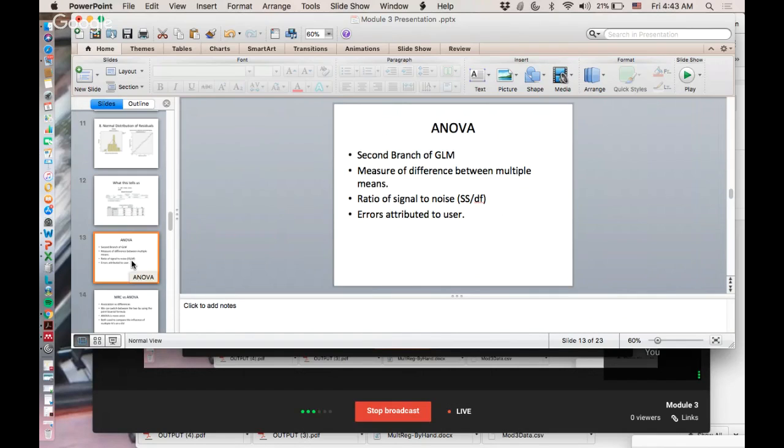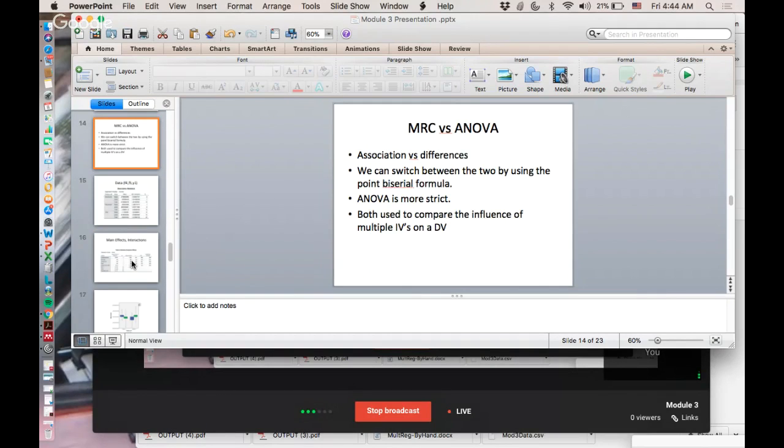So for ANOVA, this is the second branch of the general linear model. It's a measure of difference between multiple means, and it's basically a ratio of signal to noise, or sum of squares divided by degrees of freedom. And in this one, the errors are attributed to the user. MRC is association, ANOVA is differences. We can actually switch between the two by using the point biserial formula, which I won't get into. But the ANOVA is more strict, and that's because there are a few more moving parts, which I'll get into in a second.